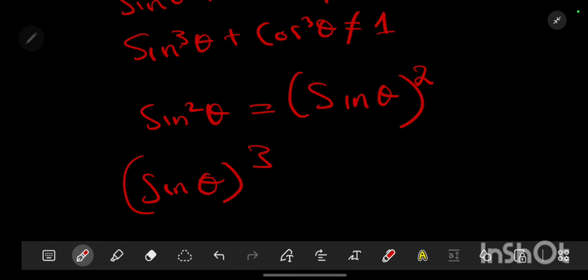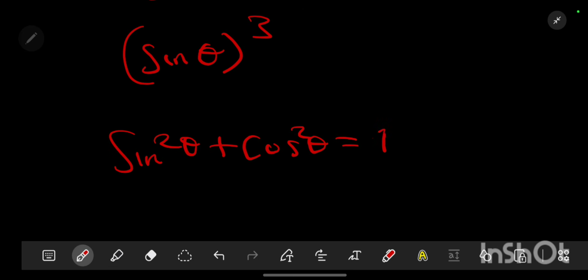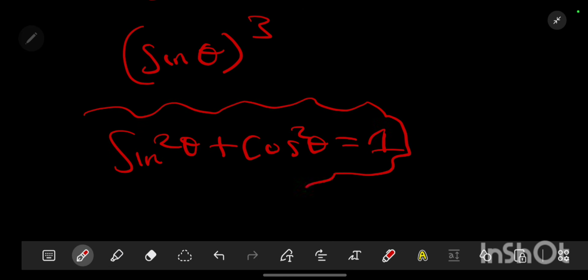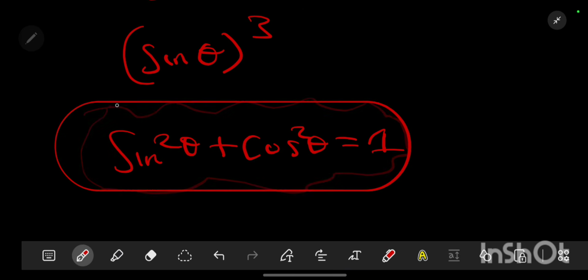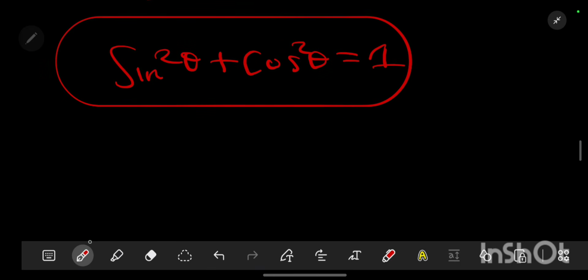Basically, the most important identity that I would encourage you to know is sine squared theta plus cos squared theta, which is equal to 1. With this, we are going to derive most of them without wasting time. Now, what are some of the identities that you need to know?